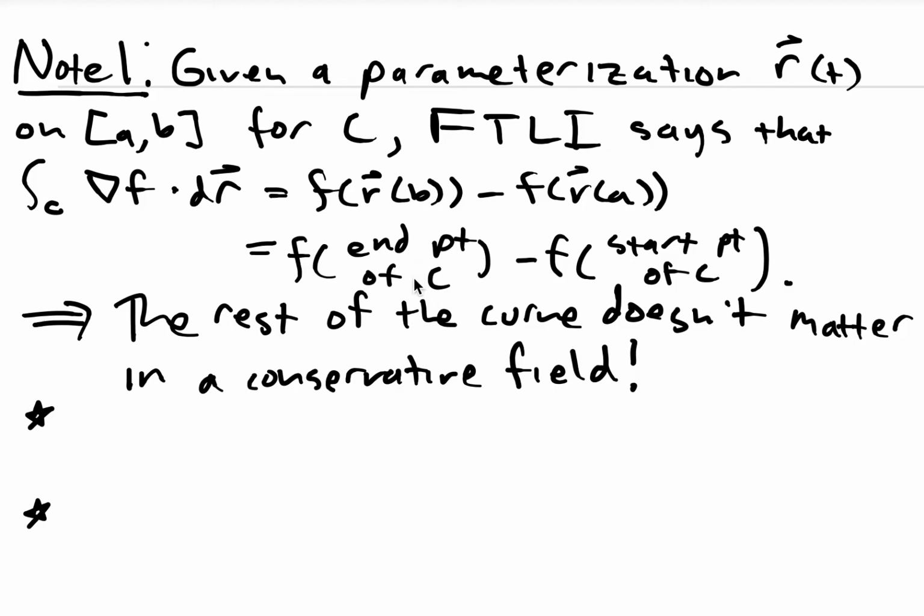If you pick 2 points in space, there's any of a number of ways that you could join those 2 points. Maybe I had a line segment, maybe I had an arc of a circle, maybe I had some chunk of a parabola between them, maybe I had some other squiggly line. It doesn't matter if you're in a conservative vector field.